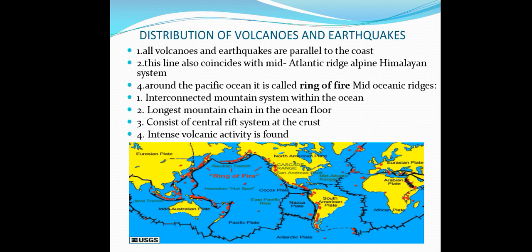Here you can see the map of the distribution of volcanoes and earthquakes. Most of the volcanoes and earthquakes are seen around the ring of fire. Here you can see the region of the ring of fire from New Zealand to the southern plate. Here the whole system looks like a ring where volcanoes and earthquakes take place. That is why the area is called the ring of fire.